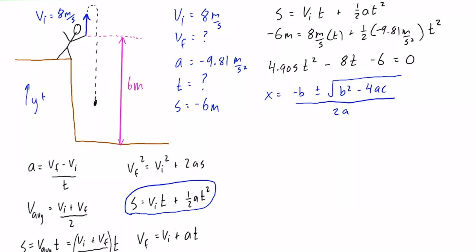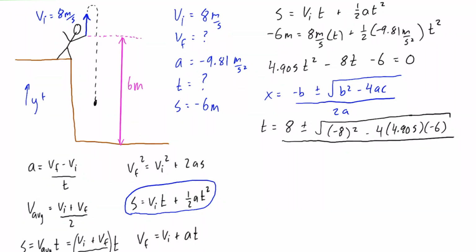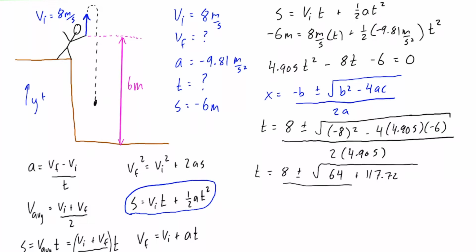So we're just going to sub out x here for the letter t, but we can continue on as planned using the values here. So we have t is going to be equal to positive 8, because -8 times negative is positive. That's going to be plus or minus the square root of -8 squared minus 4 times 4.905 times -6. And this is all over 2a, so 2 times 4.905. So we can simplify this a little bit more. We have t is equal to 8 plus or minus the square root of 64 plus 117.72, and this is over 9.81.